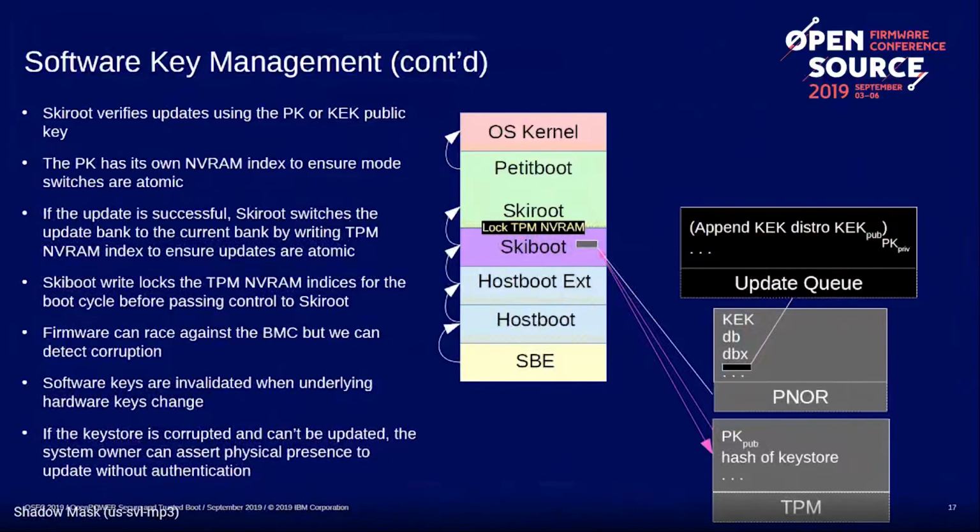When the underlying firmware keys change, we invalidate the software keys. And if for some reason you can't update the key store because, say, the machine ownership has changed, and you don't have the private key to sign an update, then you can assert physical presence with this jumper or power button.